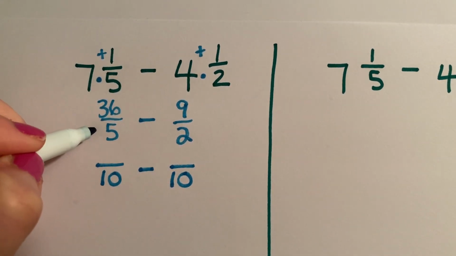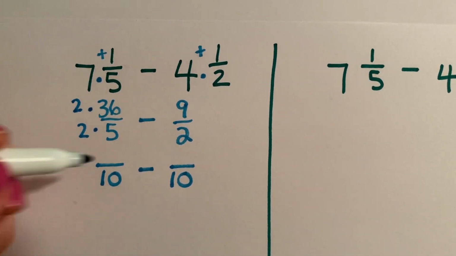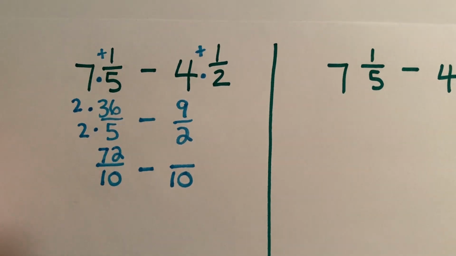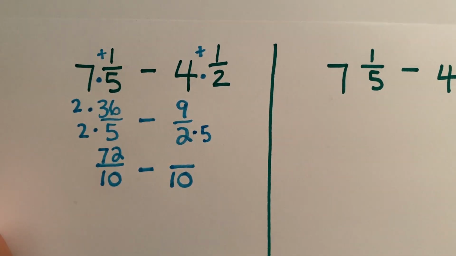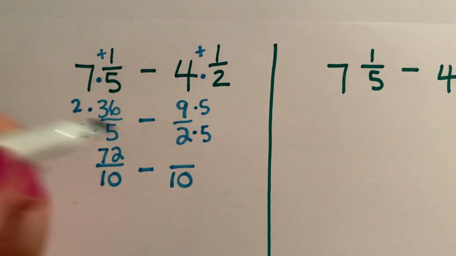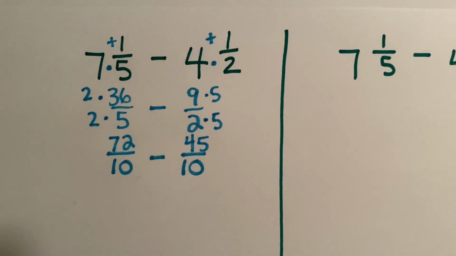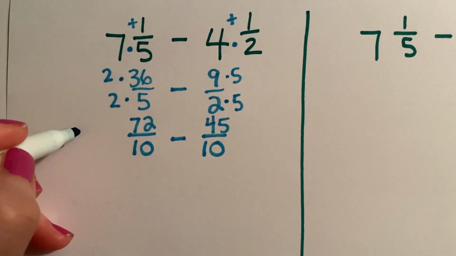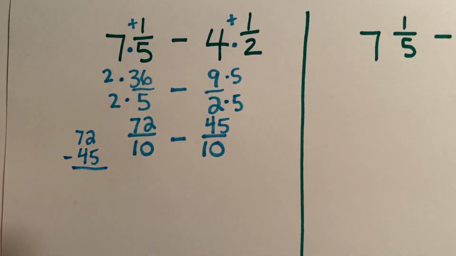We will take the 5 and multiply it by 2 to get 10. That means we have to take 36 times 2, which is going to be 72. Over on this side, we'll multiply the 2 by 5 and 9 by 5. So that's going to be 45. So 72 over 10 minus 45 over 10. Let's take 72 minus 45.